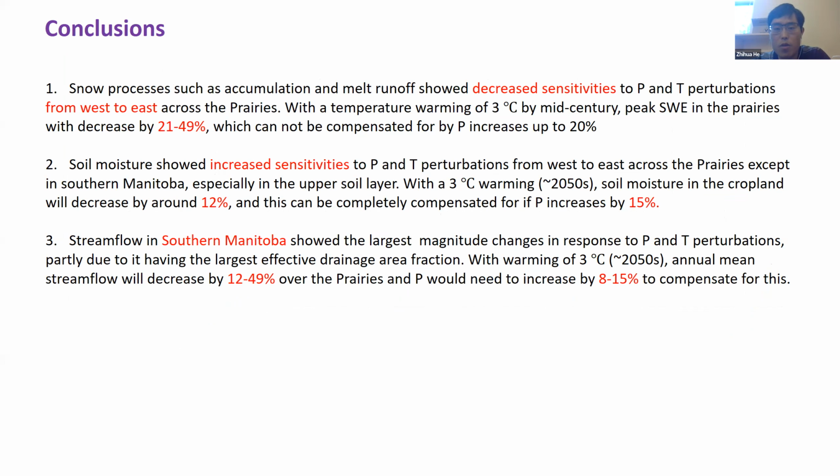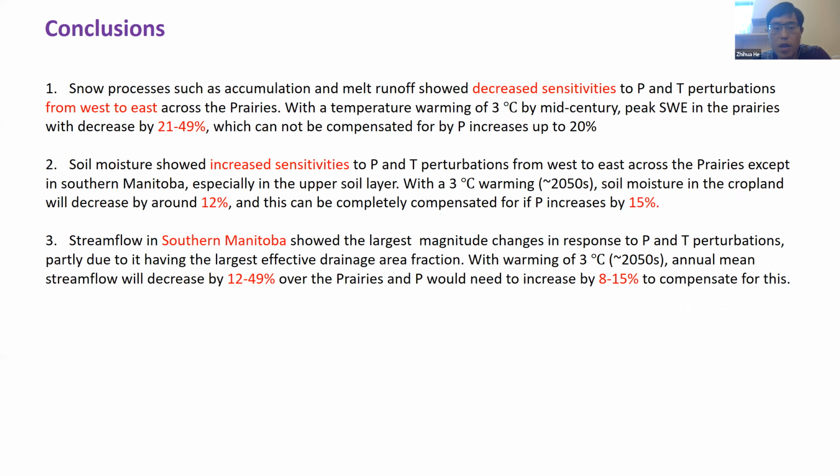And then with the temperature warming of 3 degrees in the middle future, the peak SWE will decrease by 20% to 48% in the prairies. And this cannot be compensated for by the precipitation increase of 20% in the middle future. And the soil moisture shows increased sensitivities to precipitation or temperature changes from the west to the east, especially in the South Manitoba class.